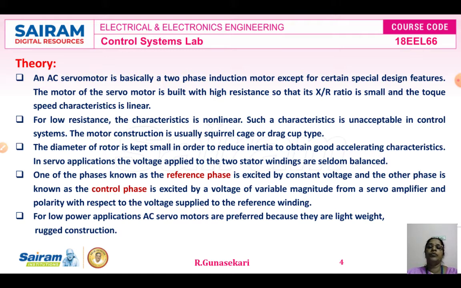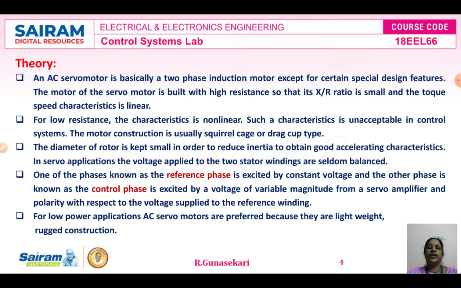Suppose the AC servo motor is built with low resistance, the speed torque characteristic is non-linear. Such non-linear speed torque characteristics are unacceptable in control systems, so they are not used. The AC servo motor construction is usually squirrel cage type or drag cup type. The rotor diameter of the AC servo motor is kept small. Therefore, we reduce the inertia, which helps obtain good accelerating characteristics.